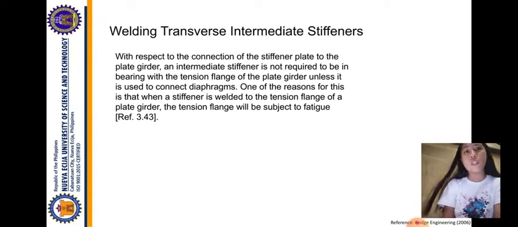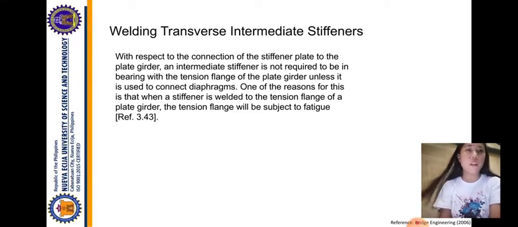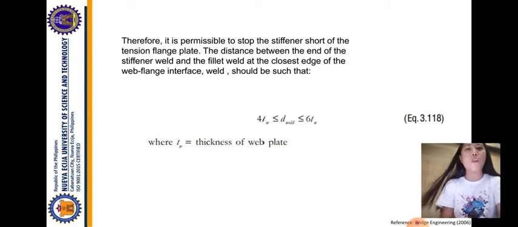Next is welding transverse intermediate stiffeners. With respect to the connection of the stiffener plate to the plate girder, an intermediate stiffener is not required to be in bearing with the tension flange of the plate girder unless it is used to connect diaphragms. One of the reasons for this is that when a stiffener is welded to the tension flange of a plate girder, the tension flange will be subject to fatigue. Therefore, it is permissible to stop the stiffener short of the tension flange plate.